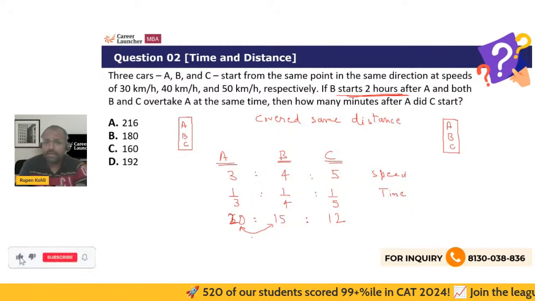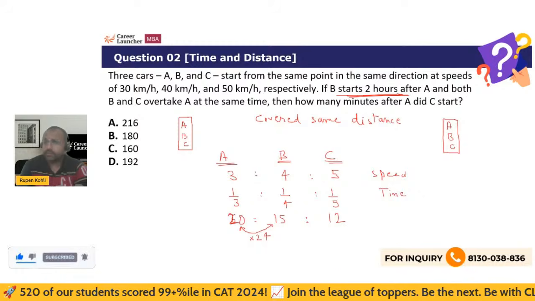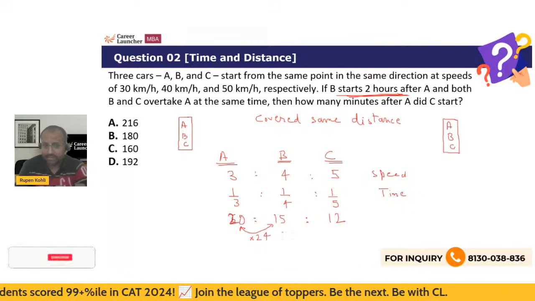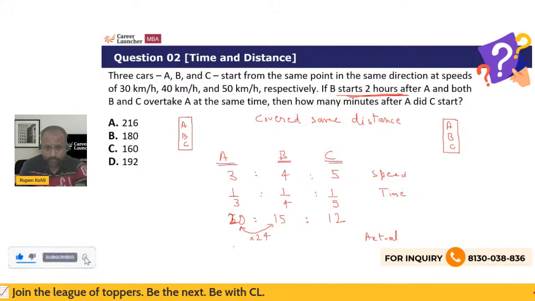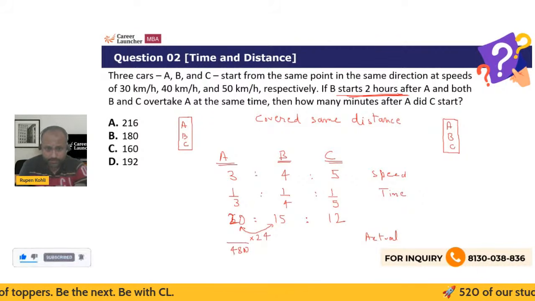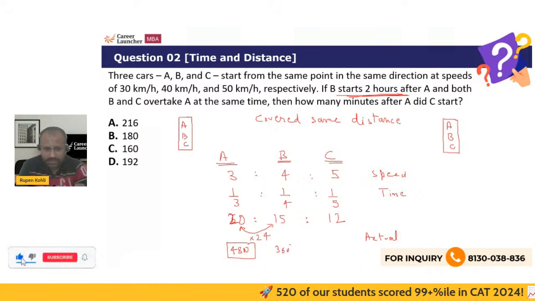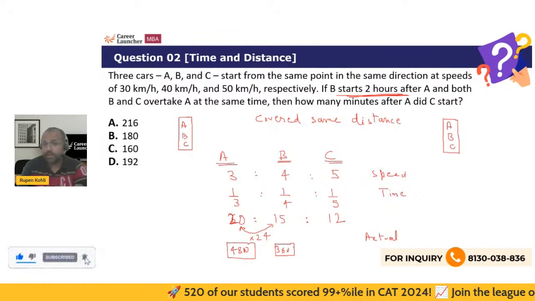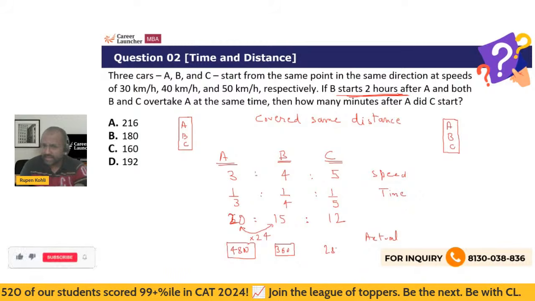So 5 into 24 would be 120. So you need to multiply all these values with 24 to state the actual time taken, right? So the actual time taken is 24 into 24, 80 minutes for A, 24 into 15, which is 360 minutes for B. That accounts for the 120-minute time gap, and 24 into 12, which would be 288, right?